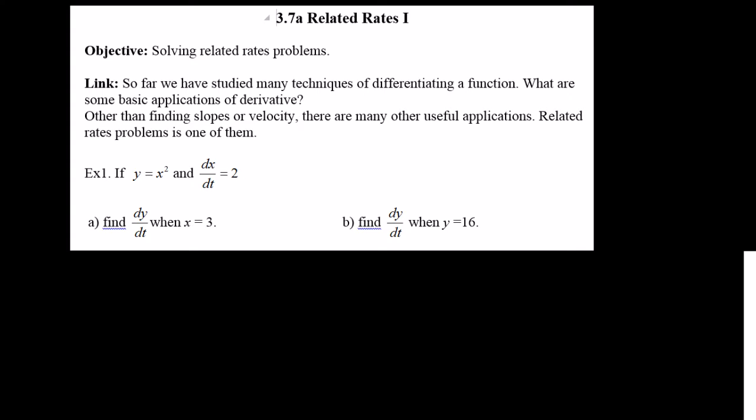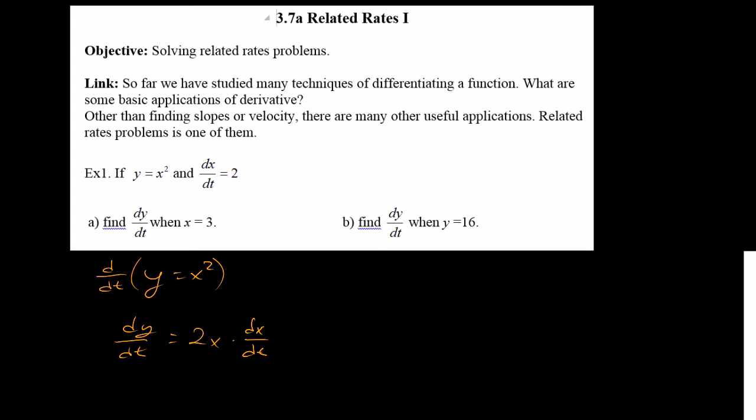So if we go up to our problem, y equals x squared, what do we want to find? Well, we want to find the derivative with respect to time of this thing. So we're going to take the derivative of y, which is dy with respect to time dt. We're going to get 2x times dx dt.